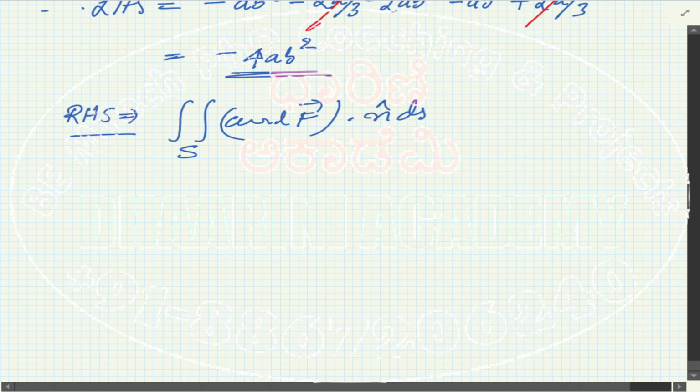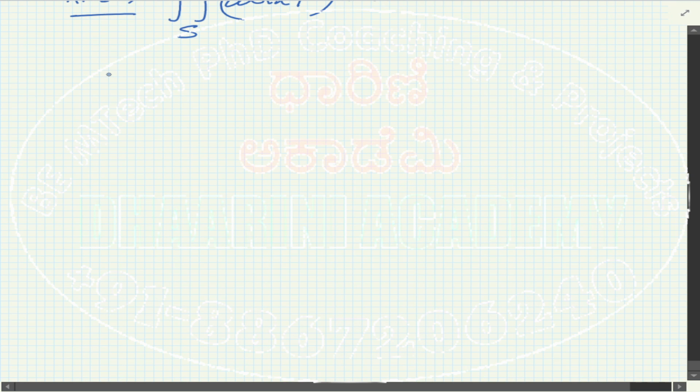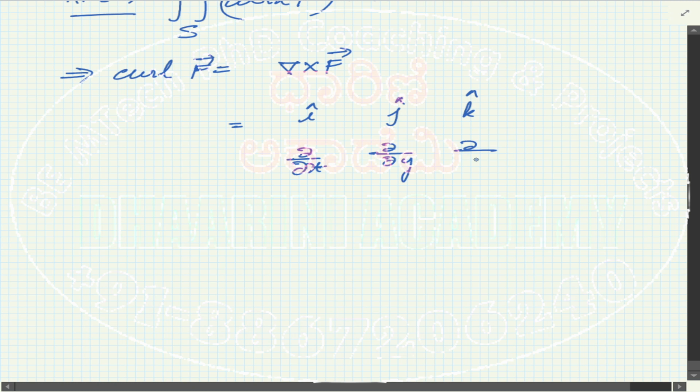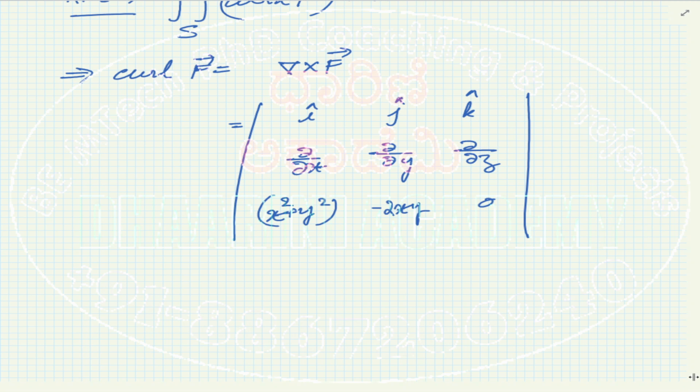All right, so this means that I need to calculate a curl first. So let's go to that part and calculate the value of the curl. So this means curl of vector F is nothing but del cross vector F. This is a determinant i, j, k, and below that I should write dou by dou x, dou by dou y, dou by dou z. First term is x square plus y square, and the second term is minus 2xy, and there is no z component. Okay, let's calculate this.